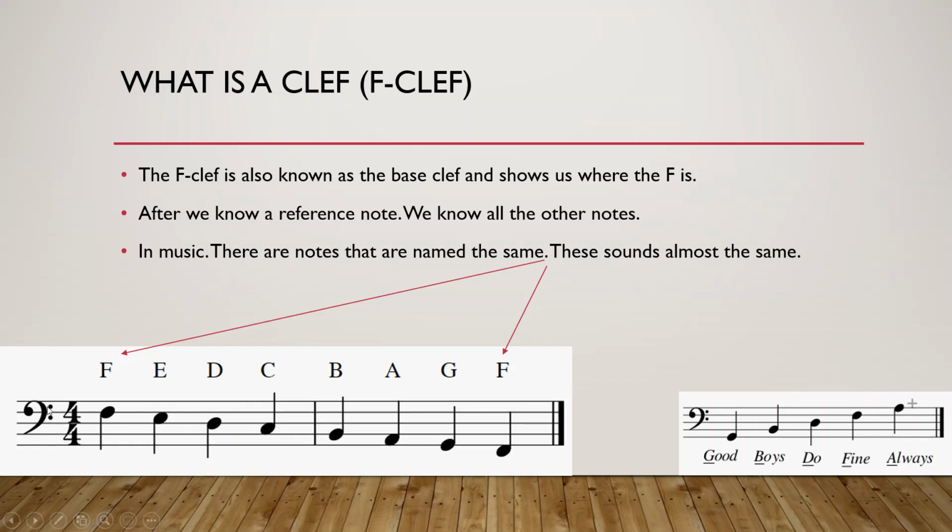And the F is between these two dots. So on the fourth line from the bottom is the F. And once we know the reference note, we can know all other notes, because below F comes E, D, C, B, A. Before A comes G again, F, etc.